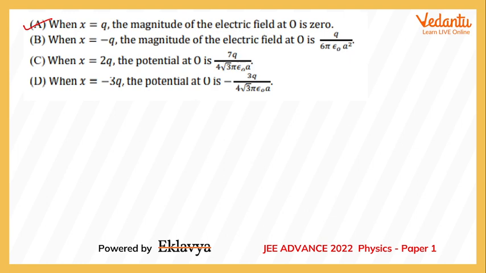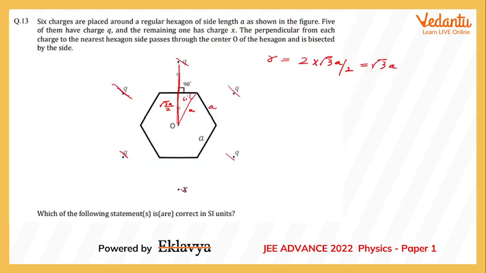Now option B is actually a derivative of option A only. Now if instead of x equals q, we put x equals minus q, then what will happen? These pairs will still cancel out each other's effect. Okay, but this positive and this negative charge, their field is going to get added up.